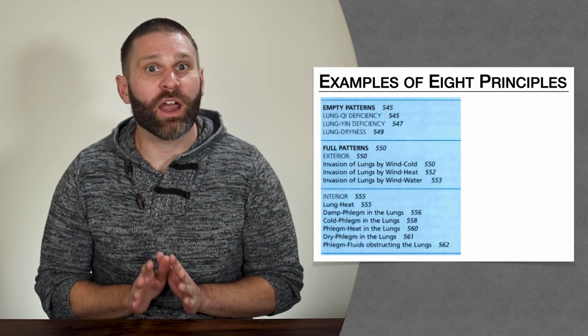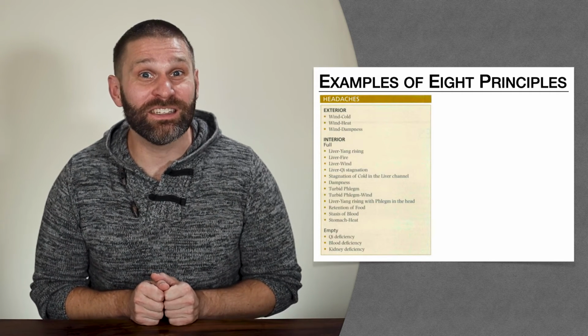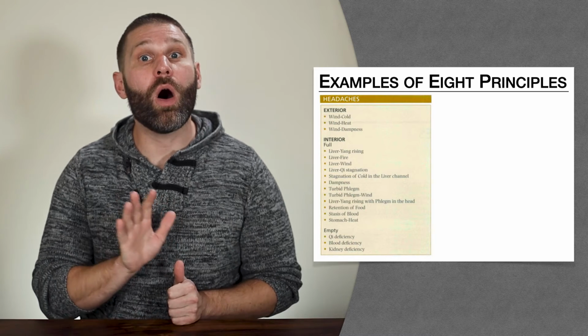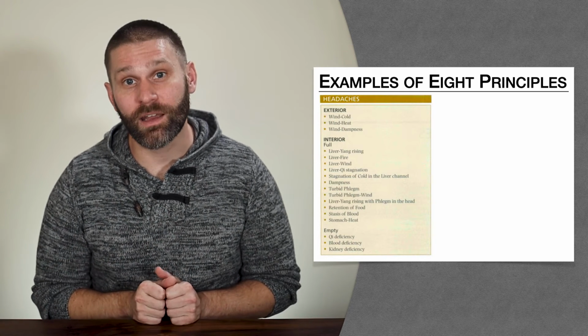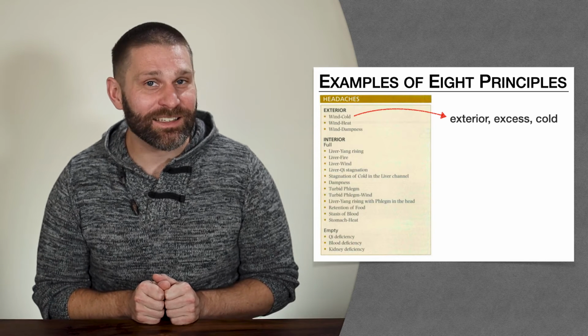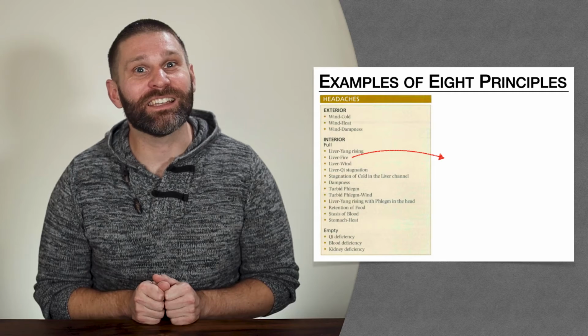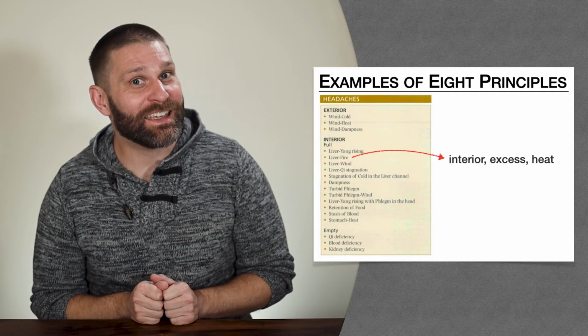Coming at it from another direction, we can also look at patterns associated with specific diseases. So here we have all of the patterns associated with headache. So for wind cold, we could say this is headache due to an exterior excess cold pattern. For liver fire, we could say this is an interior excess heat condition.